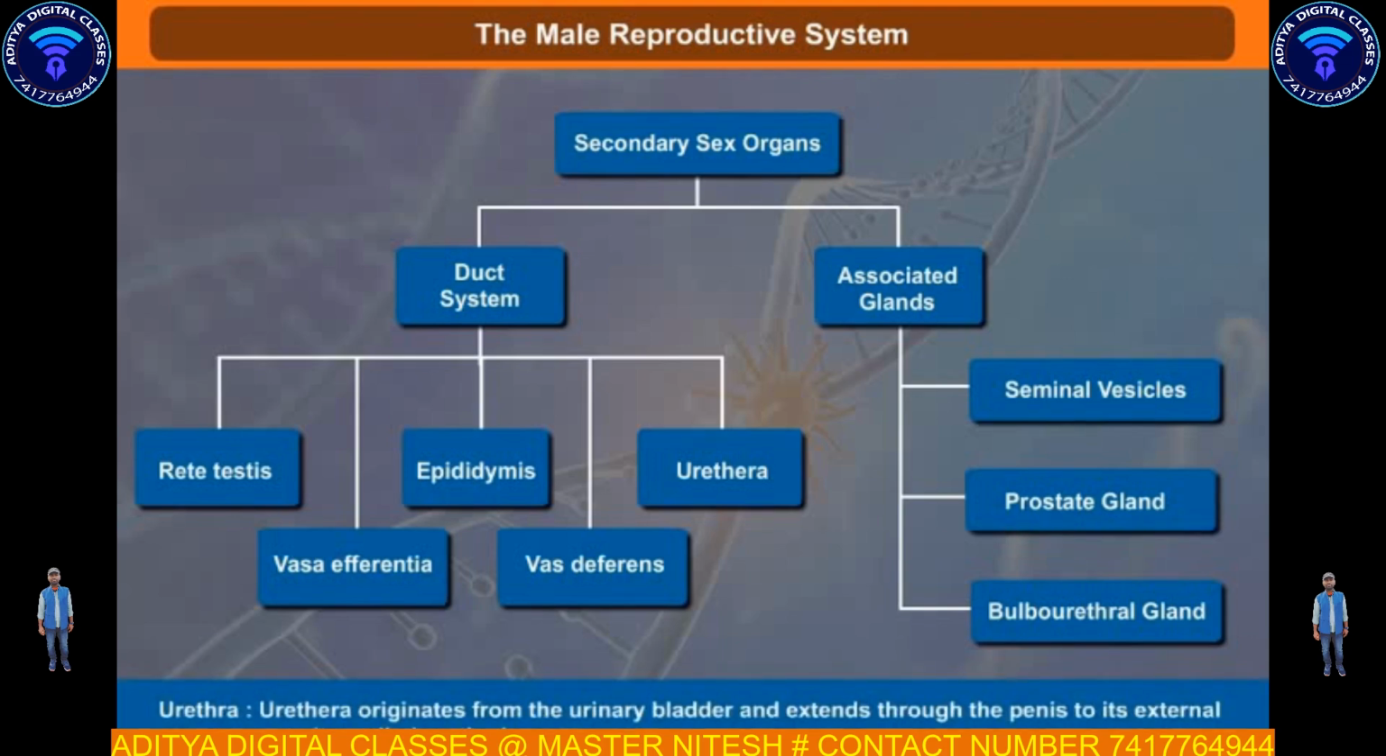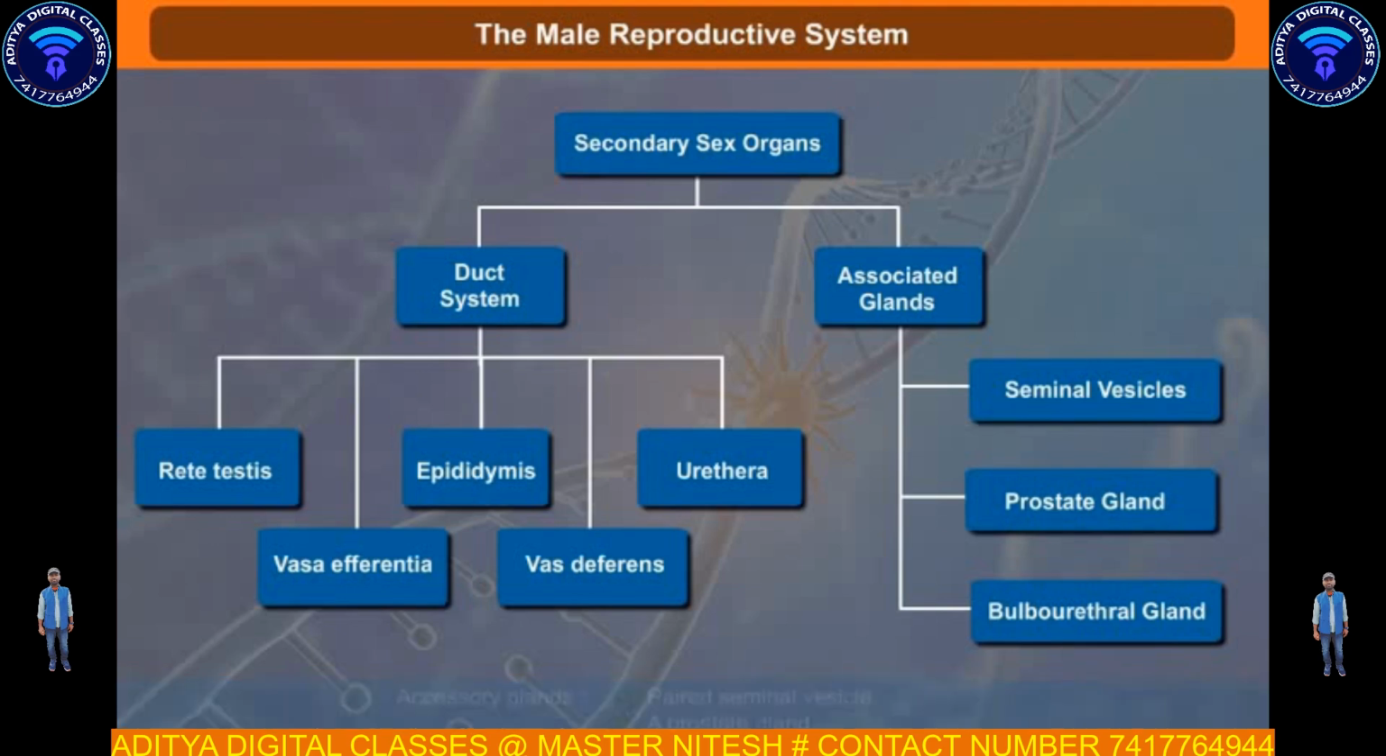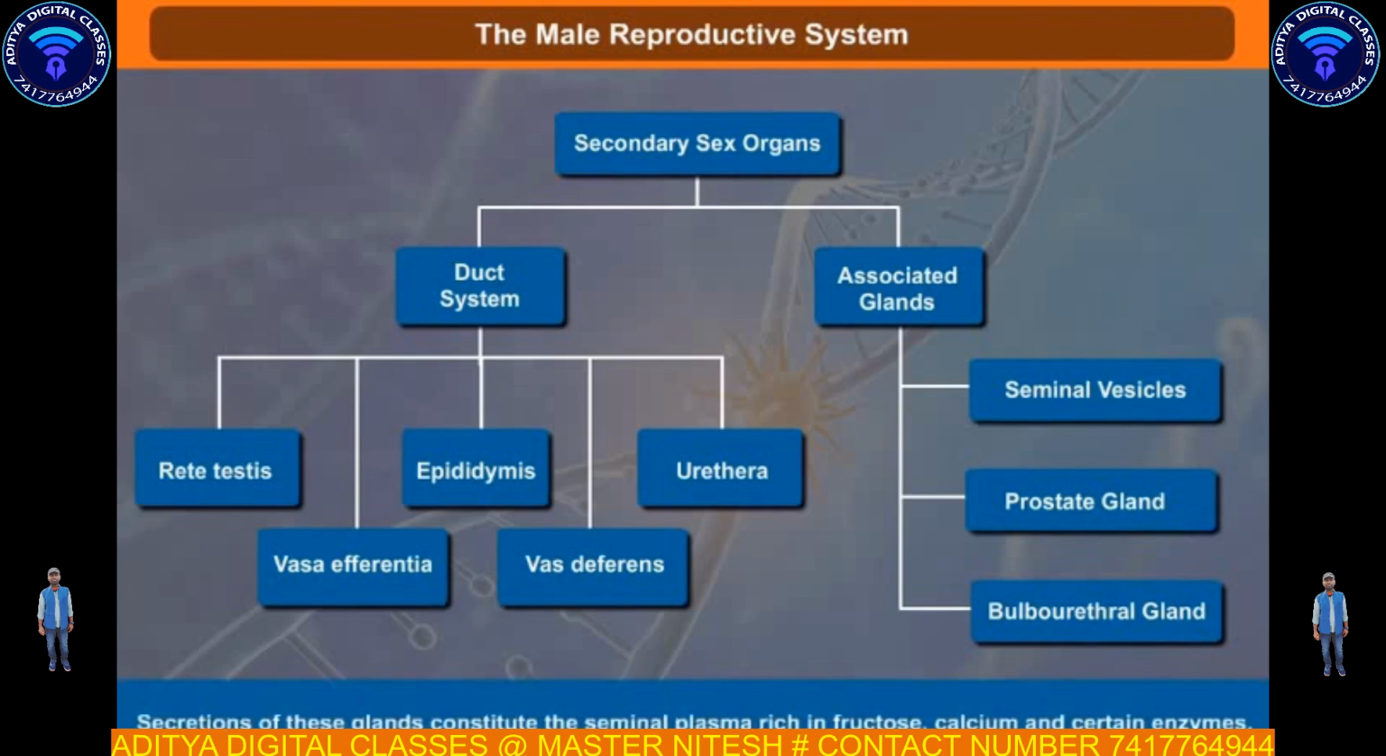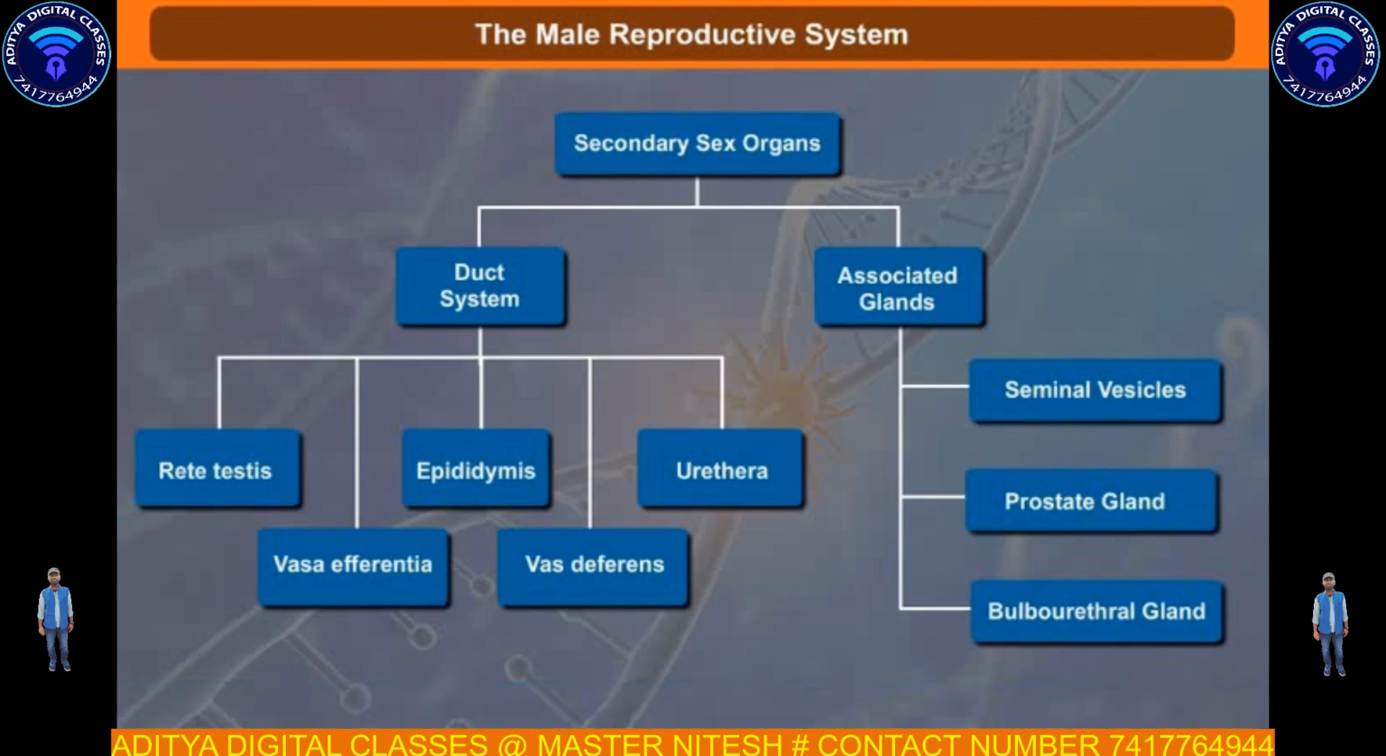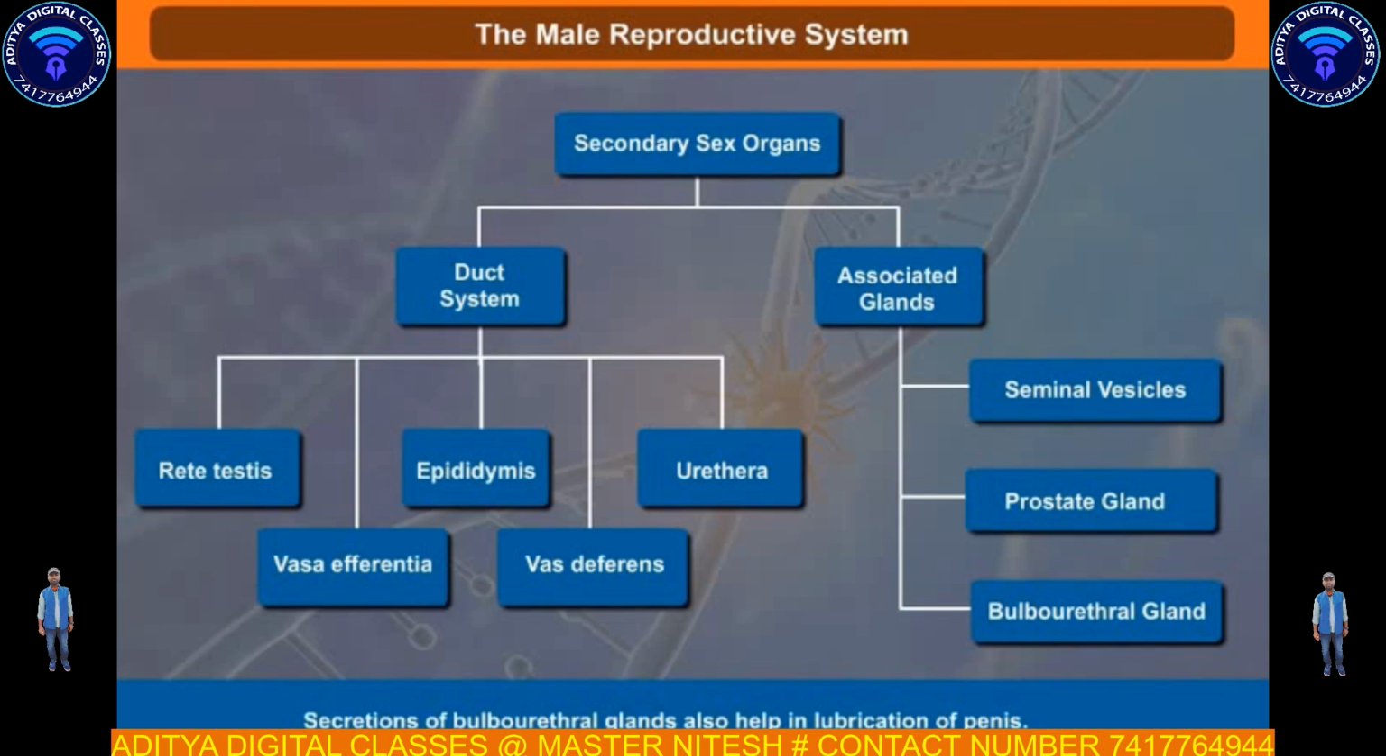Urethra. Urethra originates from the urinary bladder and extends through the penis to its external opening called urethral meatus. Accessory glands. Paired seminal vesicle, a prostate gland, paired bulbourethral gland. Secretions of these glands constitute the seminal plasma, rich in fructose, calcium and certain enzymes. Secretions of bulbourethral glands also help in lubrication of penis.